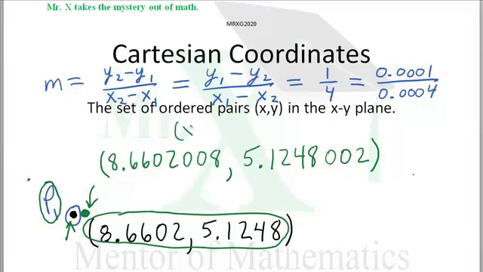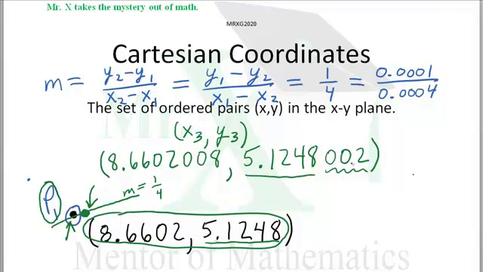Okay, our new green point coordinates are 8.660208. That's our x value here. And our y value is 5.1248002. We're going to call that our y3 value. There's not a lot of distance between these 2 points. They're pretty close. But the slope of the line between them is still 1/4. Slope is still 1/4 because the rise is between here and here. We've added 2 thousandths. And the run, we've added 8 thousandths.